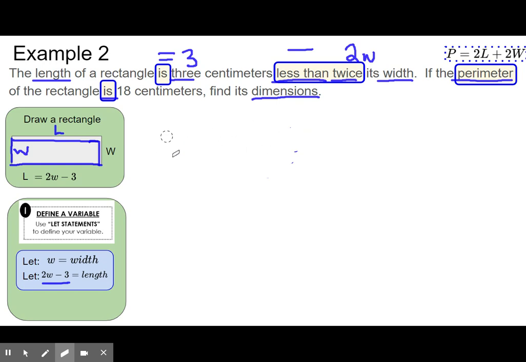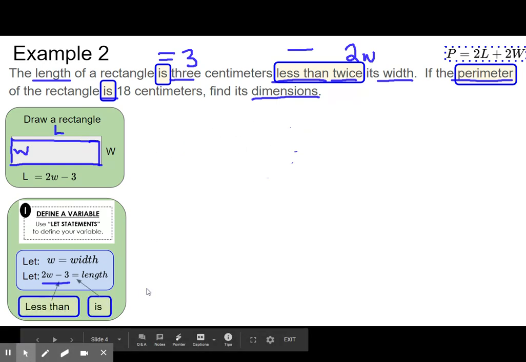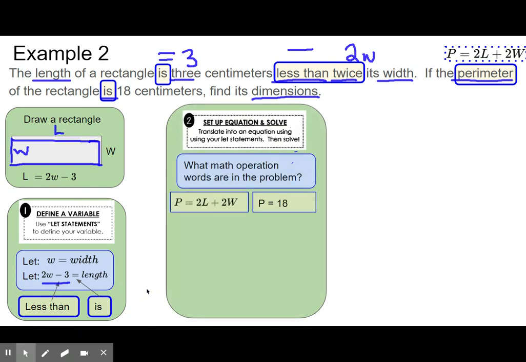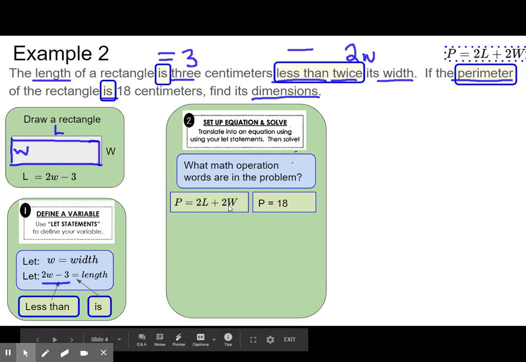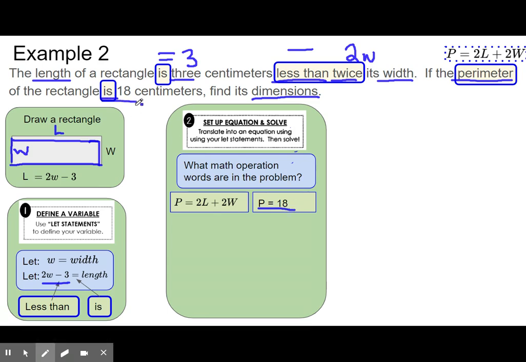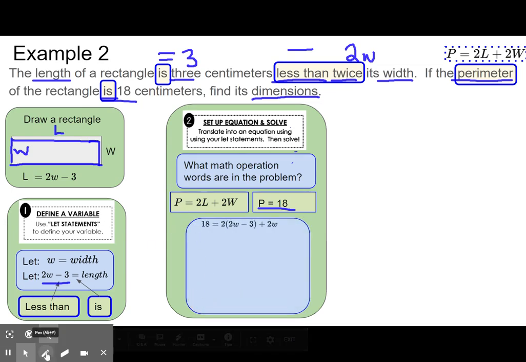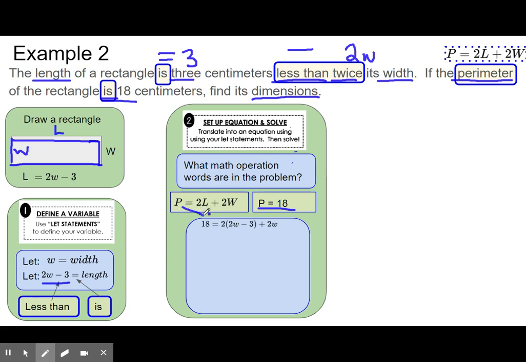All right, what's next? Set up your equation. Solve. I highlighted all my math operation words in the problem. Here is your perimeter formula. And I know my perimeter is 18. There you go. Once again, P, 18. P is 18 is equal to 2L. L is 2W minus 3. 3 less than twice my width. 2W, I let W be the width. So it's just W.